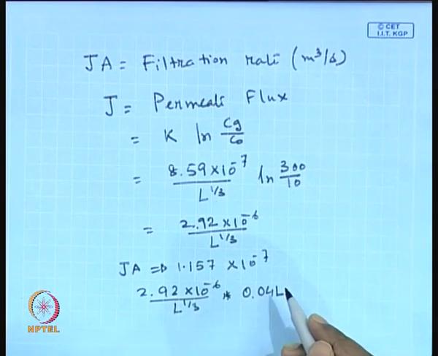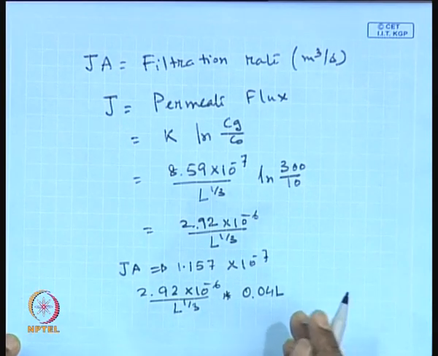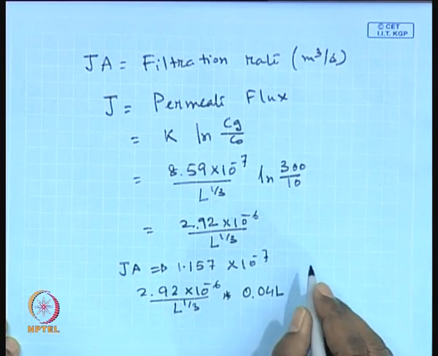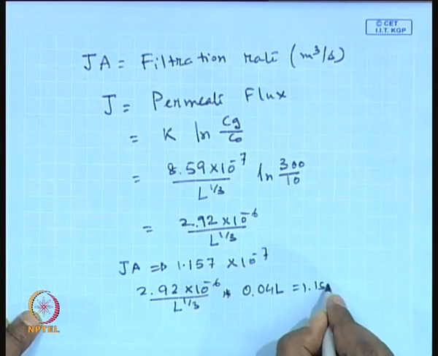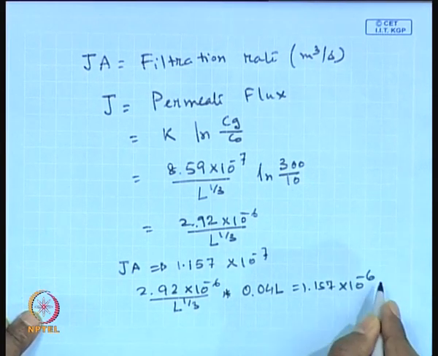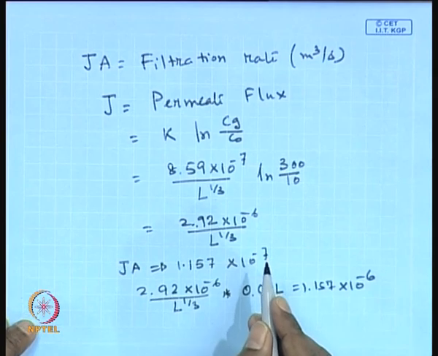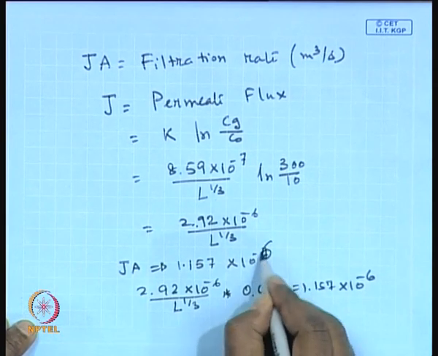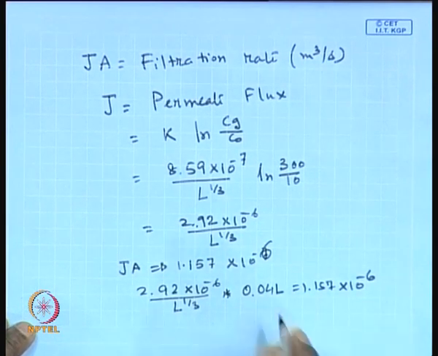Otherwise, even if it is not stated, you just assume that the membrane is kept on both the walls and do it accordingly. In this particular problem we have used the membrane kept only at the bottom of the channel. So, 0.04 L is equal to 1.157 into 10 to the power minus 6. So, this turns out to give L equal to around 30 meter.